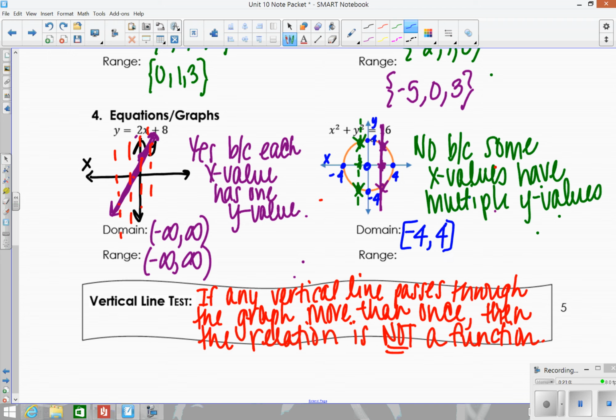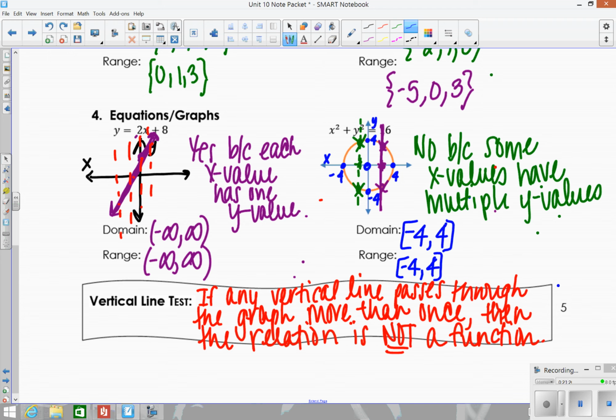And then when you look for the range, it is all of the outputs, so all of the y values. So go from the bottom of your y-axis. It starts down at -4, and it stops for y values up at 4.